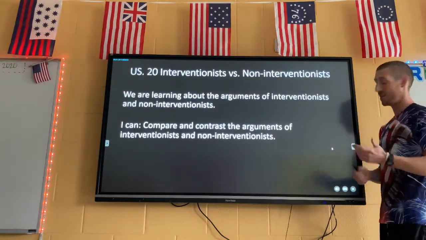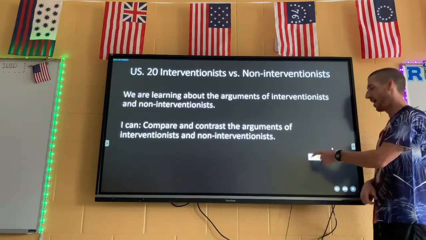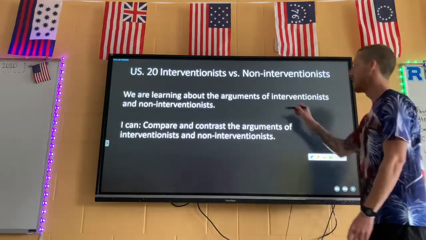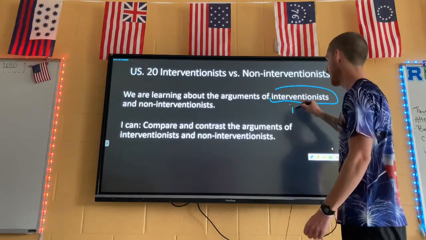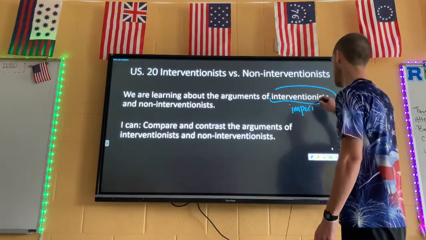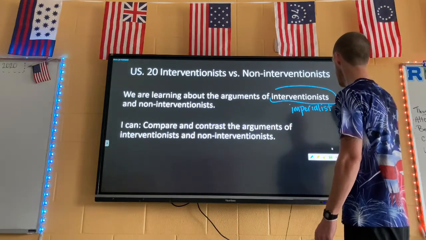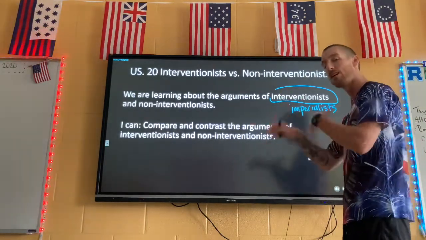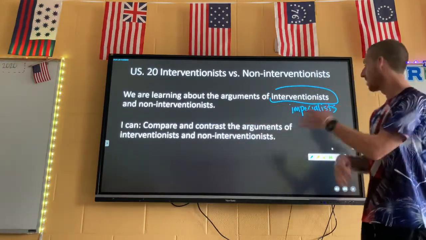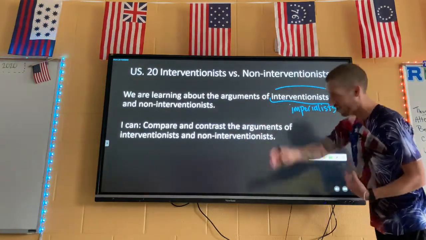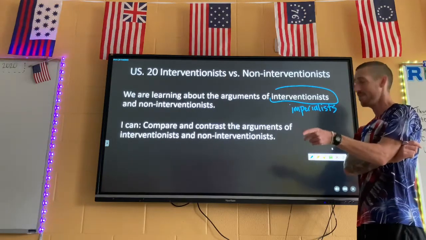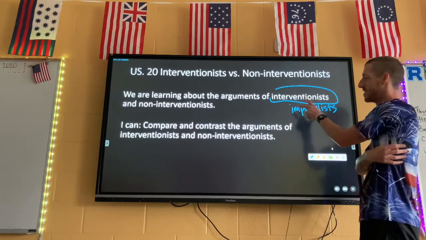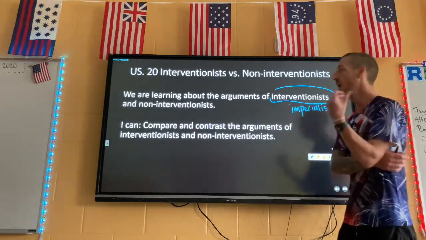So this is very, very easy. Super easy, in fact. It says, we are learning about the arguments of interventionists and non-interventionists. Who are interventionists? They are imperialists. In other words, people who think we should intervene, and intervention is when you get involved in somebody else's business, aka an imperialist, going to other countries and being like, hey, we're taking over here because we don't like what you're doing, etc., etc., and there's nothing you can do about it. That's an interventionist or an imperialist, okay?